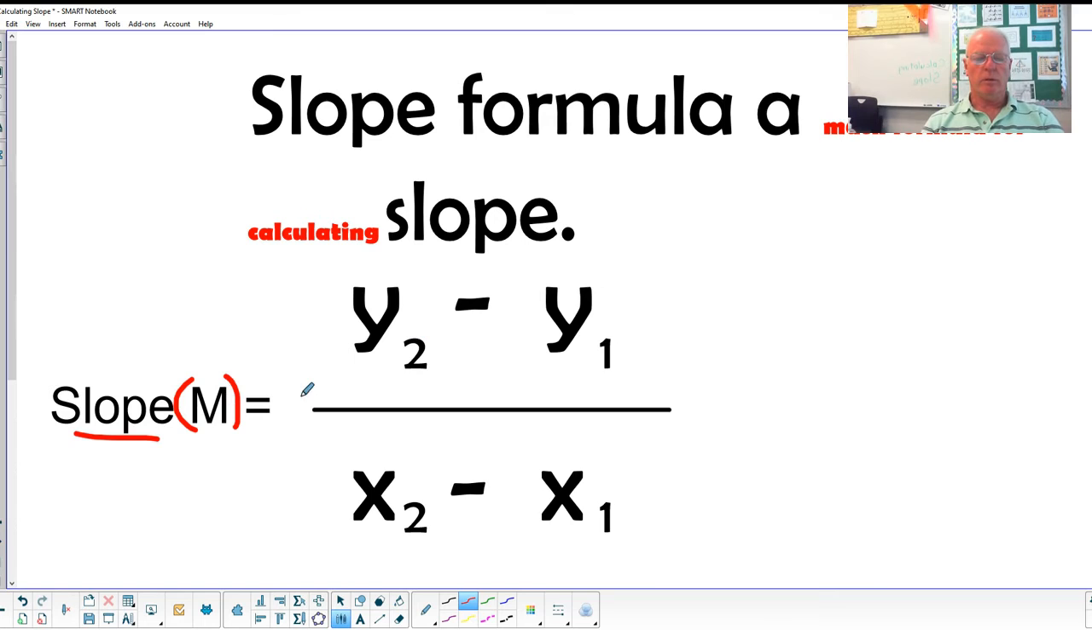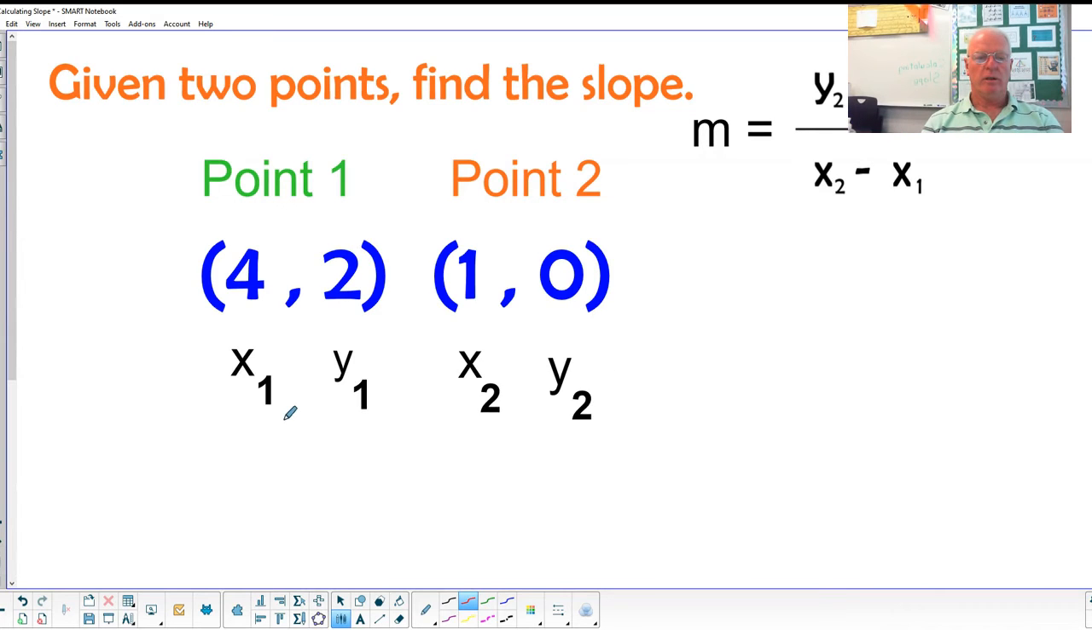All right, so the slope formula basically is this. We take the second y value of the 2 points we're looking at and subtract the first y value. That goes on top. And then on the bottom, we have the second x value, subtract the first x value. So it's just a simple little formula with a subtraction in it. So let's look at what we mean. If I have point number 1, (4, 2), and point number 2, (1, 0), then the two numbers in point 1 are x1 and y1. The two numbers in point 2 are x2 and y2.